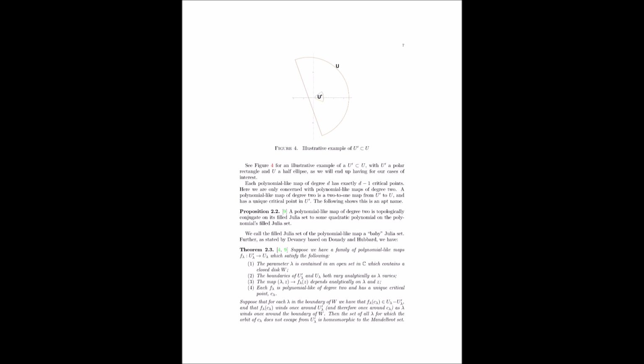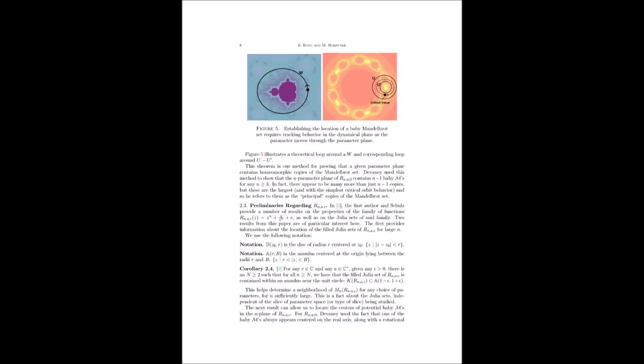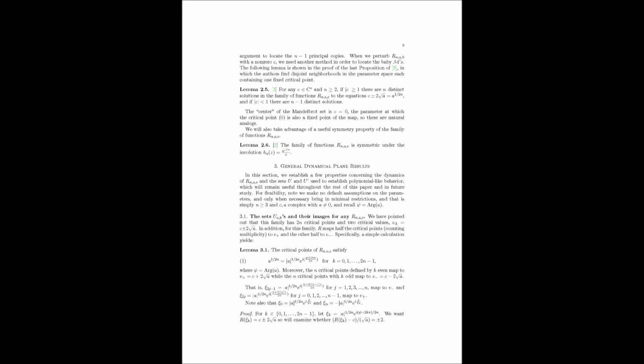map is indeed polynomial-like of degree 2 on each of those special sets, U prime sub A,K for every A within a W sub CJ. So we've satisfied that crucial condition for polynomial-like maps. Yes, we're almost there. What's next?